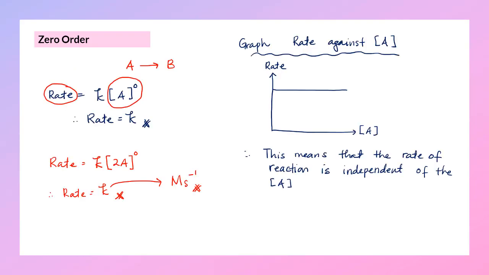Alright, so what is the difference between rate law and integrated rate law? Rate law, for example this one, relates the rate of reaction with the concentration of reactants and the rate constant at a specific temperature. But integrated rate law is the relationship between the concentration of reactants and time. So it is different compared to rate law.